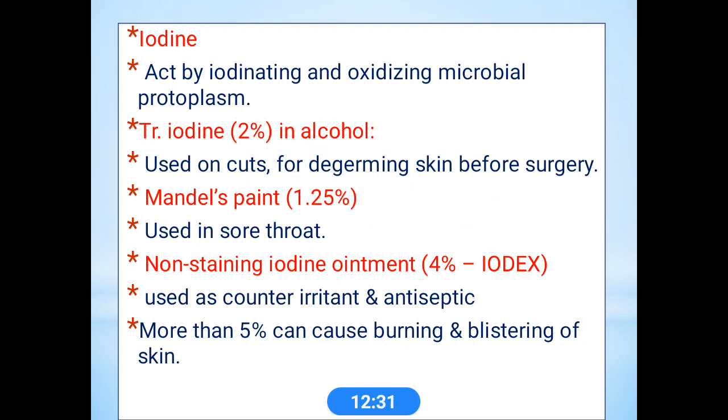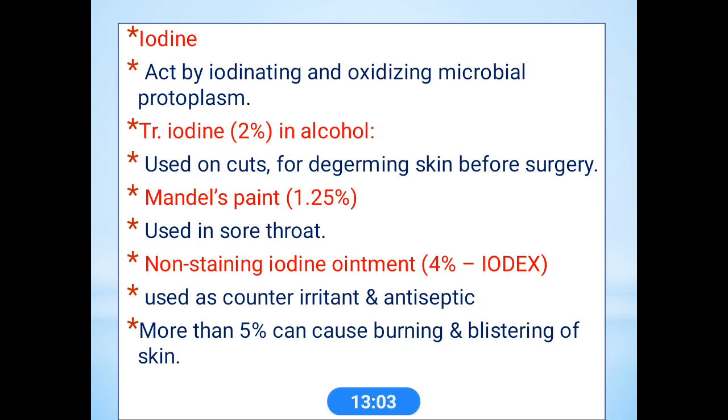Mandl's paint is another iodine preparation. This is 1.2% and is mainly used for sore throat, throat irritations, tonsillitis and stomatitis. Another commonly used iodine preparation is non-staining iodine ointment. This is 4% iodine and is mainly used as a counter-irritant and antiseptic. Counter-irritant means it stimulates the sensory nerve endings and relieves deep-seated pain, and it is also a good antiseptic.